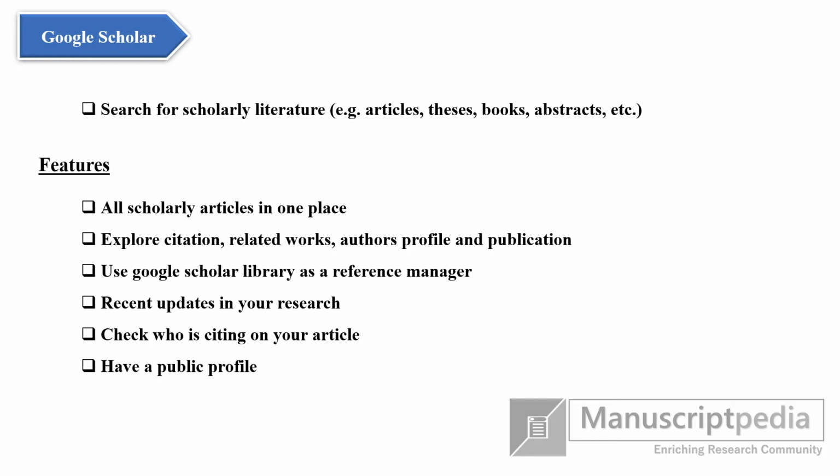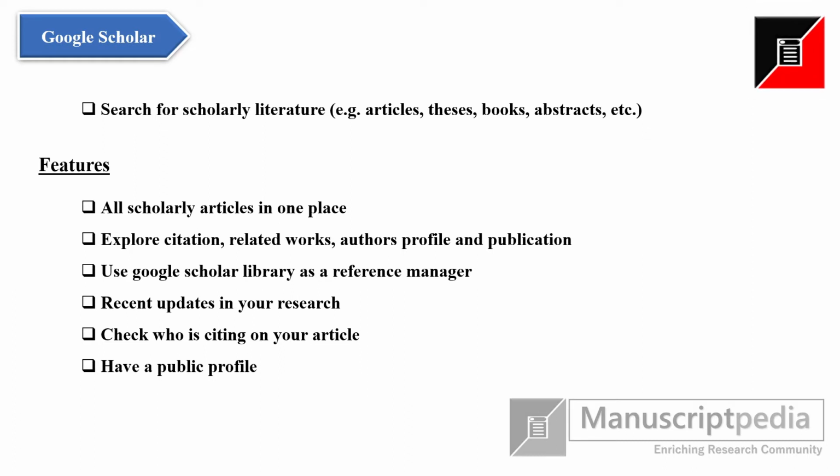Some of the features of Google Scholar are that you can find all scholarly articles in one place, and you can explore the citations of yours as well as of others and the related works. Every author will have a separate public profile, and their own publications will be added, as well as shared with others using your Google Scholar profile.